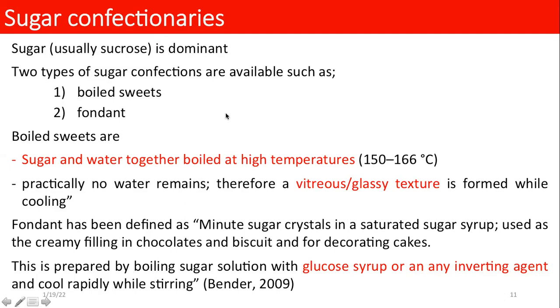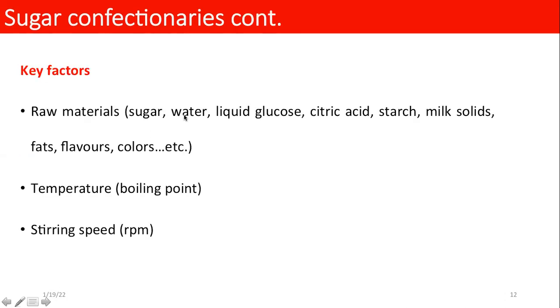Fondant means we mix it with different ingredients, and the temperature is somewhat in a lower range. Here the temperature is 150 to 168, and for fondants it's a lower one. Can you remember the key factors for sugar confectioneries? Temperature is critical. Time is critical. Stirring speed is critical. Water amount is critical. It means raw materials are critical, and the quality of raw materials is again critical. As an example, if we use white sugar, the color is different. If we use brown sugar, the color is entirely different. When we use citric acid together with the raw material, you will get a different texture.